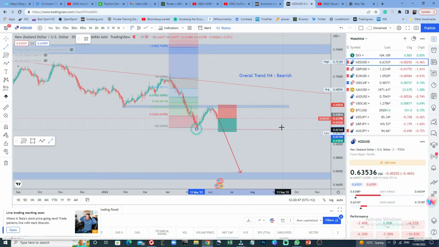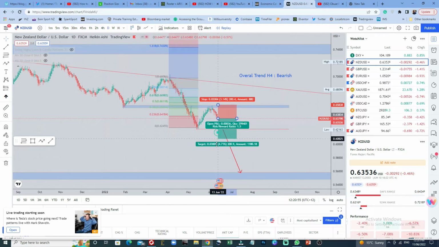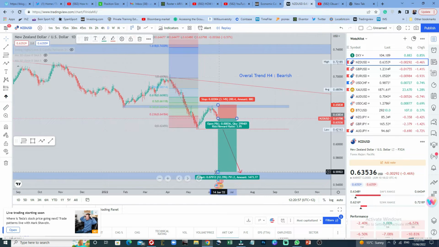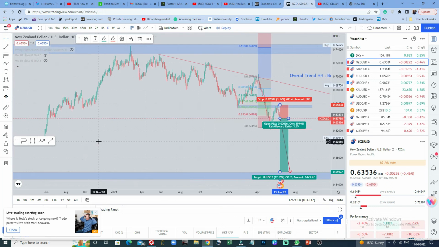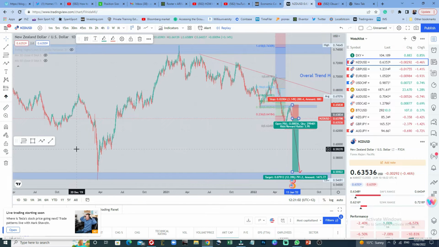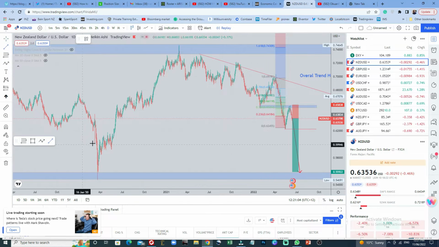TP1, my TP1 here. Then my TP2 could be here. I can look behind and draw another level, because there was a reaction here. There was a reaction here, so I can also draw a level here as well.